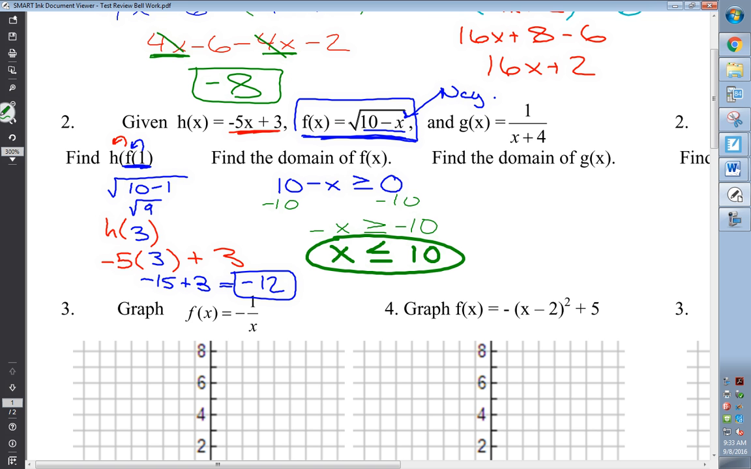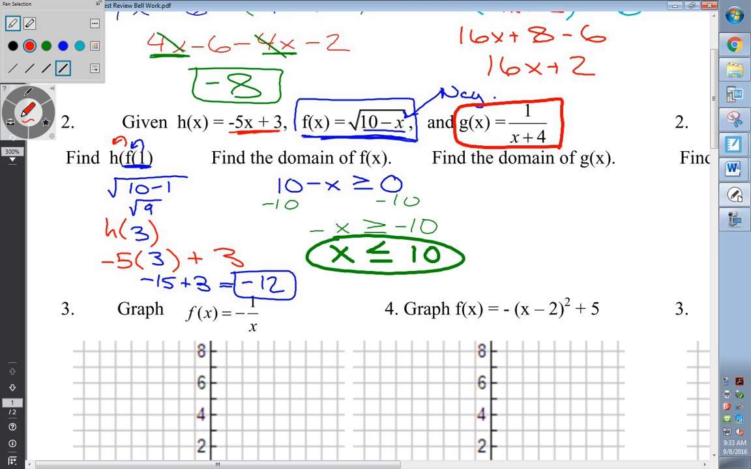The last one says find the domain of g of x. If I'm finding the domain of g of x, that's this equation right here. We ask ourselves the same question every time. Deontay, is that a fraction? Yeah, it's a fraction. Okay. What if it wasn't a fraction or a square root? What would it be then? All real numbers, but it's a fraction. With fractions, what do we not want to have happen? What equal to 0? The denominator.